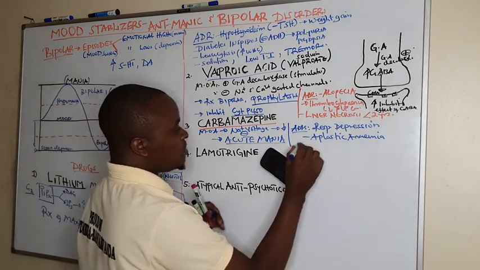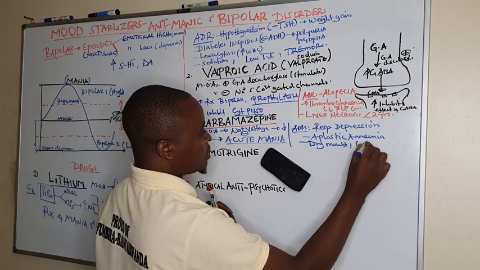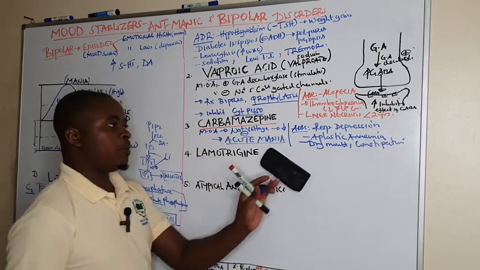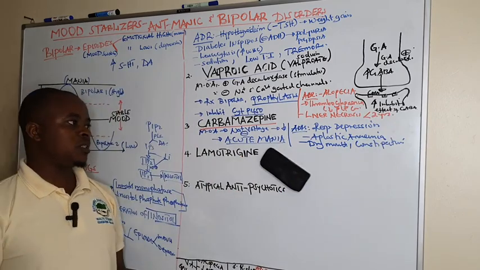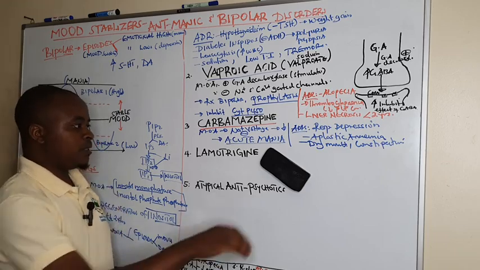It can cause dry mouth. It can cause constipation, and so forth. So the peculiar ones for carbamazepine are respiratory depression and aplastic anemia.